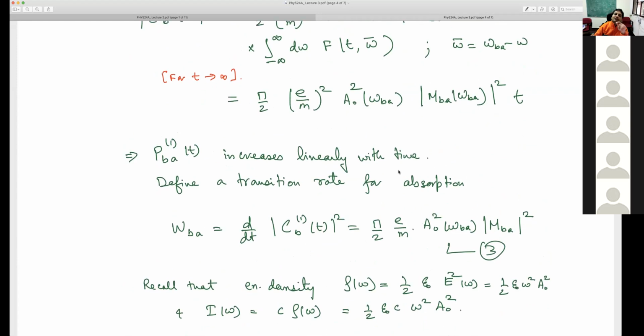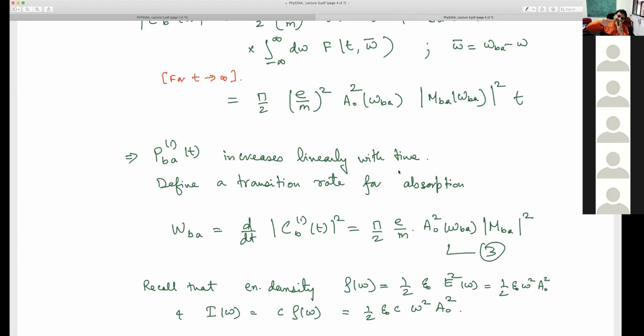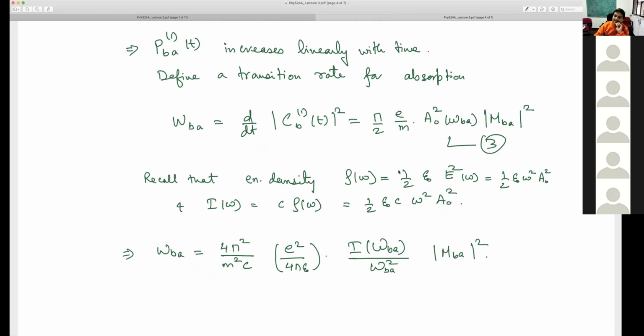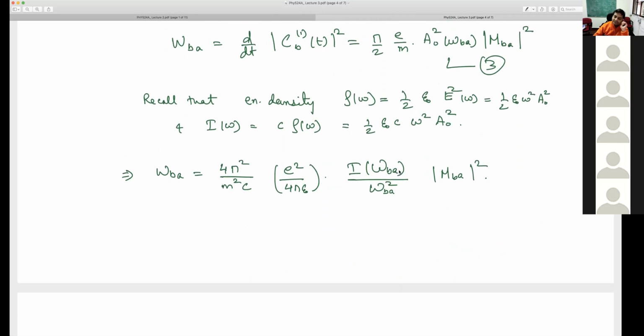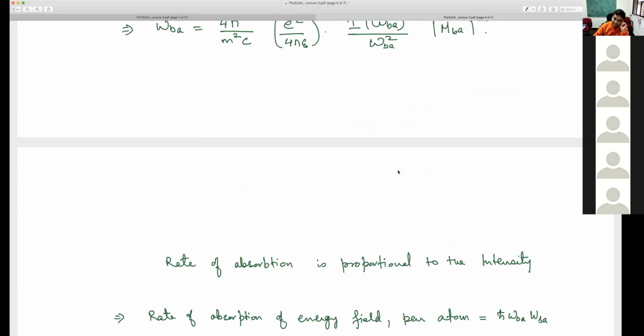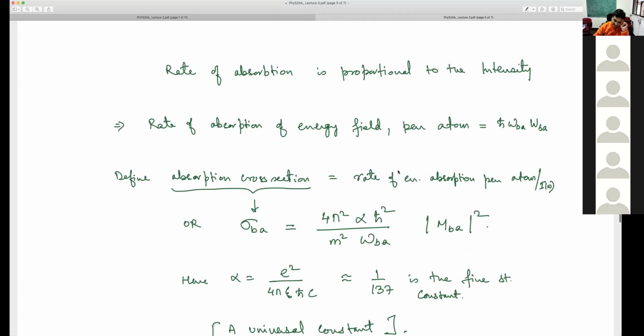Another thing is that once level B gets occupied, this is not the only process. There's another corresponding process which is called stimulated emission. So the B level will also have a tendency to emit a photon and come back to the A level. And these two, absorption and stimulated emission, tend to be in equilibrium. The rates will be equal to each other, etc. And that is what I'm going to show next.